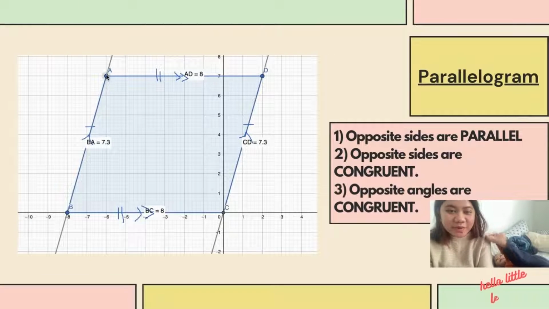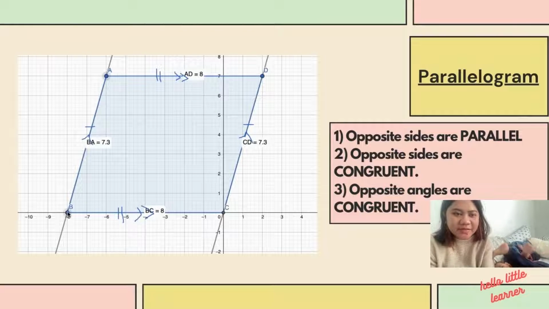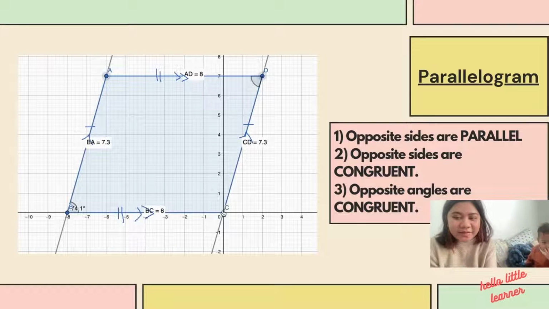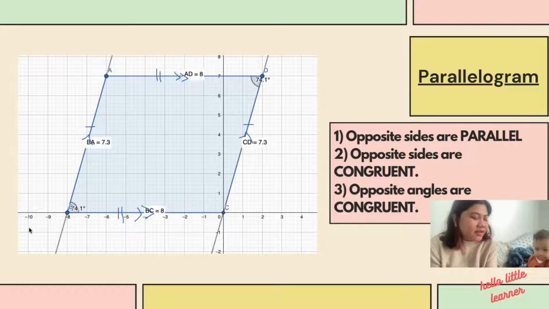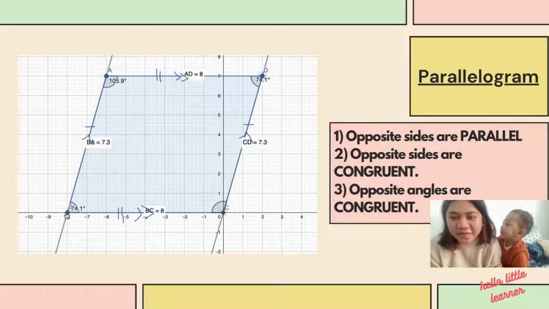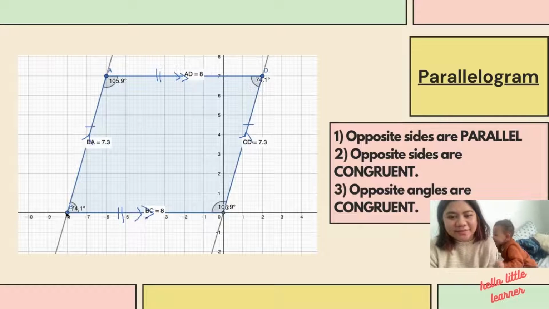Alright, so the third property of a parallelogram is that opposite angles are also congruent. You will see in here that angle B and angle D are congruent. They are opposite from each other and they have the same measurement. And angle A and angle C are congruent. They have the same measurement and they are opposite.